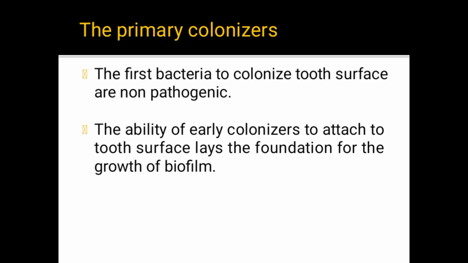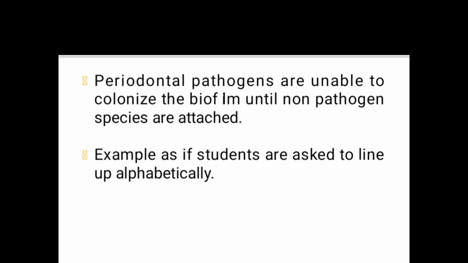So basically, the first bacteria that colonize the tooth surface are non-pathogenic. They actually make the conditions favorable for the upcoming bacteria that cause the destruction of periodontal tissue. They are the early colonizers attached to the tooth surface and lay the foundation for the growth of biofilm. Periodontal pathogens cannot attach to the biofilm or accumulate until these non-pathogens are attached.